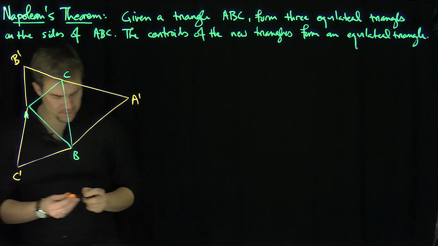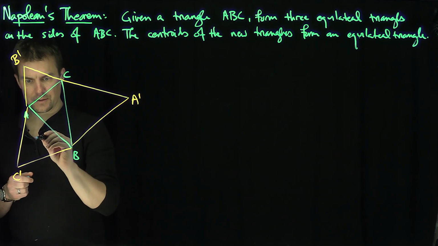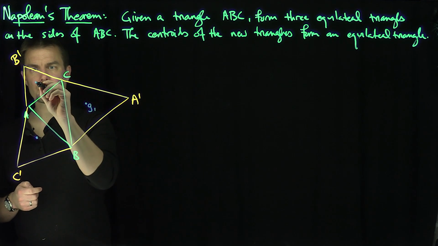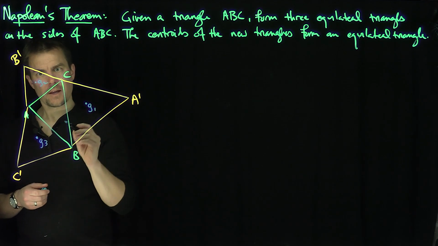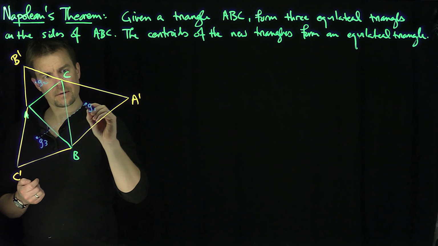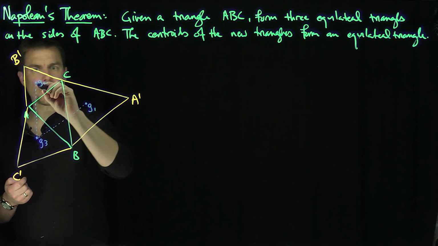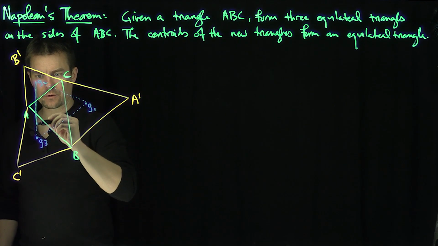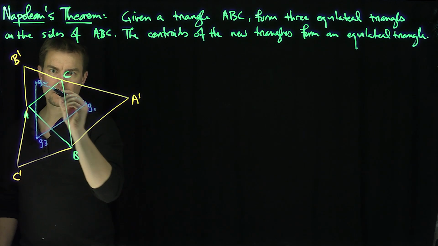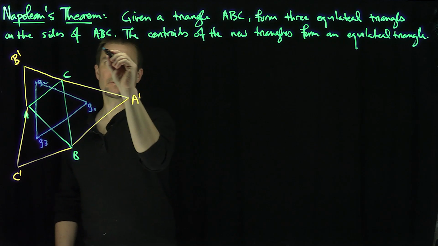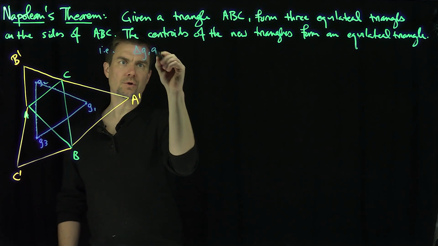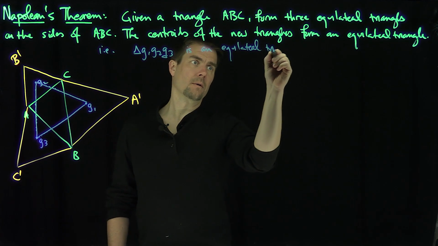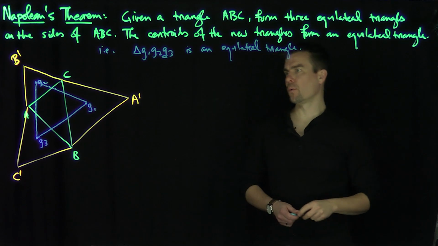And we're going to look at the centroids of these. Let's call this one G1, this one G2, and this one G3. And we can see that if I connect these dots, since my rough drawing is pretty good, that blue triangle in the middle is going to be an equilateral triangle. In other words, the triangle G1, G2, G3 is an equilateral triangle. Excellent. That's Napoleon's theorem.